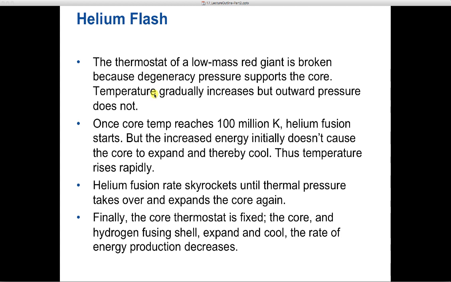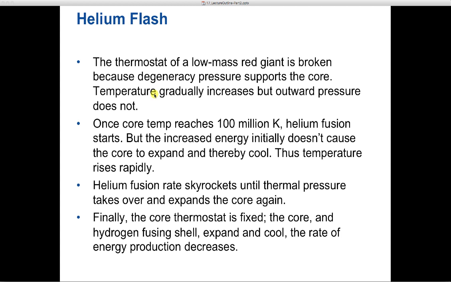We call it the helium flash. It's a huge increase in production of energy for just a brief moment. Eventually the core starts to expand, and then it cools, and the temperature starts to become more in equilibrium. So finally the thermostat is fixed. This thermostat idea is okay again. The core is being supported by thermal pressure now. It pushes outward against gravity.